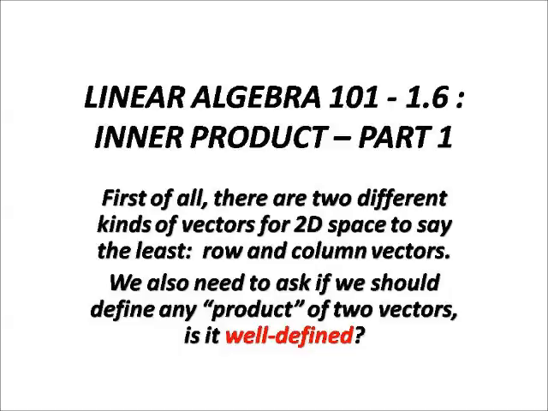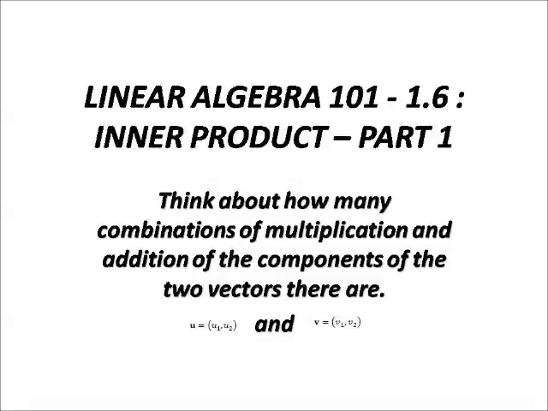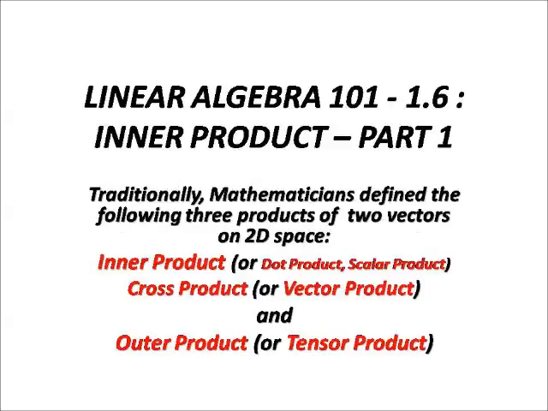We also need to ask if we should define any product of two vectors. Is it well defined? In this presentation, we are going to use row vectors as examples for the time being. Think about how many combinations of multiplication and addition of the components of the two vectors there are. u and v, with u1, u2, v1, v2.